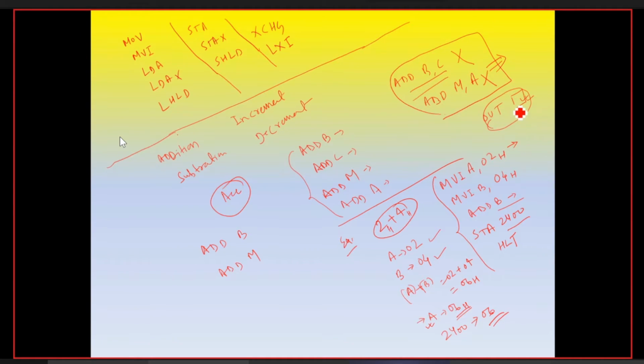Again I am saying, in the beginning this instruction was not there. Stack operation and so many additions came in SAP 1, SAP 2, SAP 3. Then comes the actual architecture of 8085. So this is the instruction. Add B. How to use this add B? Now how to use this add M?